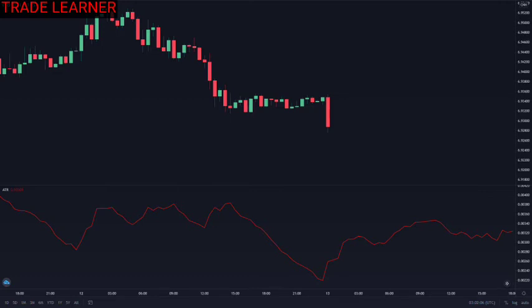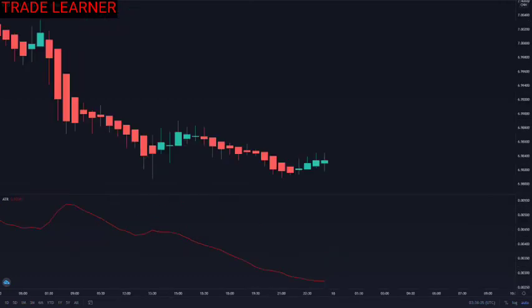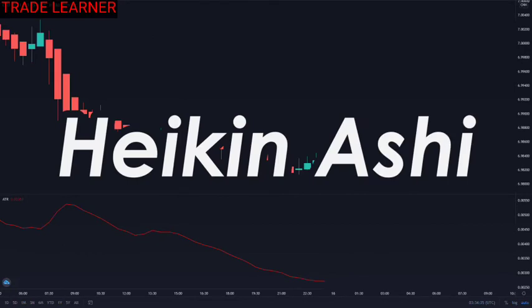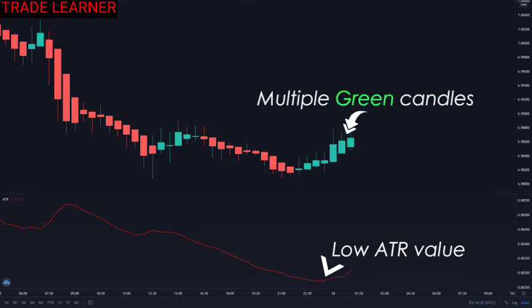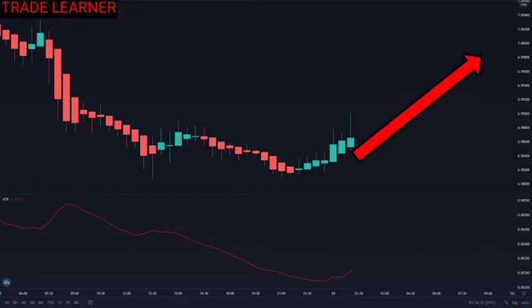There are actually a lot of ways you can do this, but my favorite method is using a trend indicator such as the Heikin Ashi. So you can see in this example, the ATR is at a relatively low value, and the Heikin Ashi displays multiple green candles, meaning that the breakout is most likely to happen in the upwards direction. And that's exactly what it did.